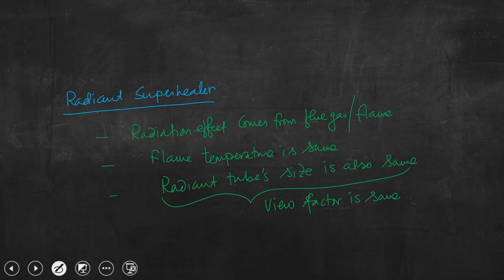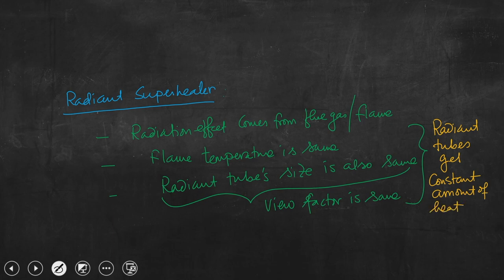View factor or shape factor is remaining the same. So, the question is, if the view factor is remaining the same, then flame temperature is remaining the same. It is because of these two reasons that radiant tubes get a constant amount of temperature, a constant amount of heat, right.